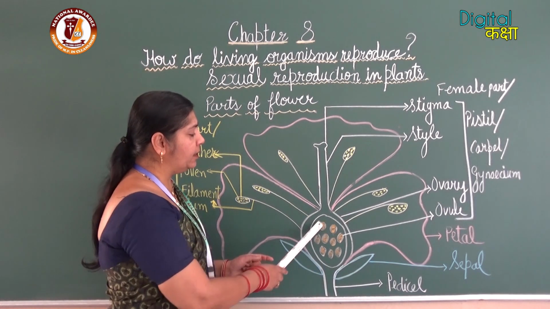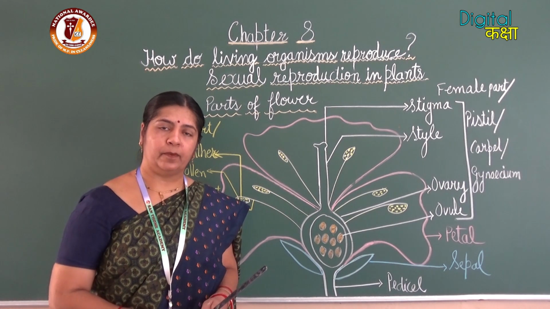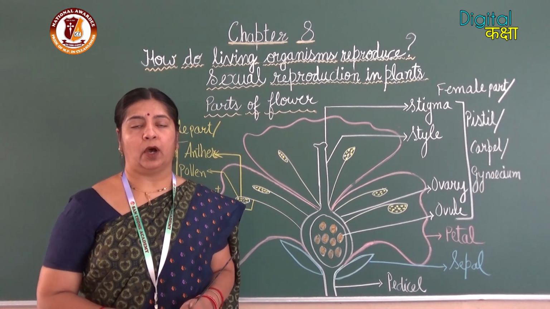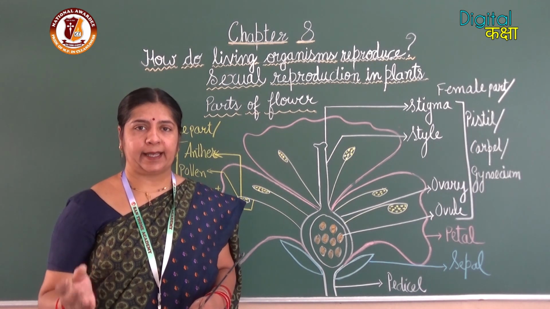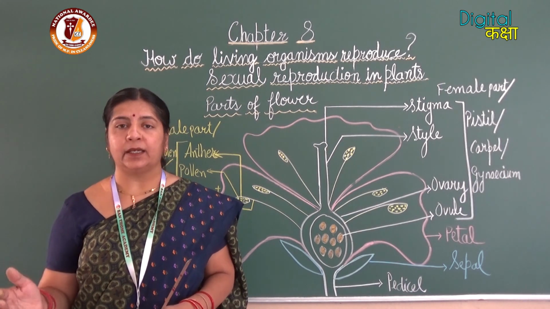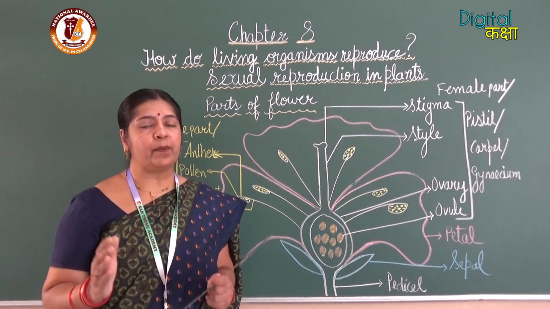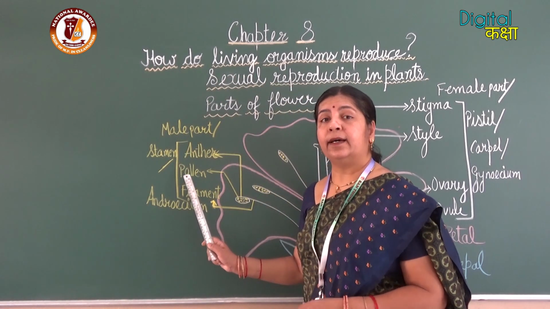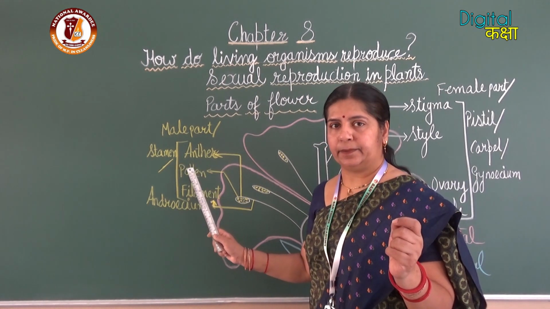After that comes the ovary, which is the female reproductive organ of the flower. Inside the ovary are the ovules. They are the female gamete. So ovules are the female gamete and the ovary is the female reproductive organ. The ovary produces ovules. In the same way, pollen is the male gamete and it is present inside the anther.